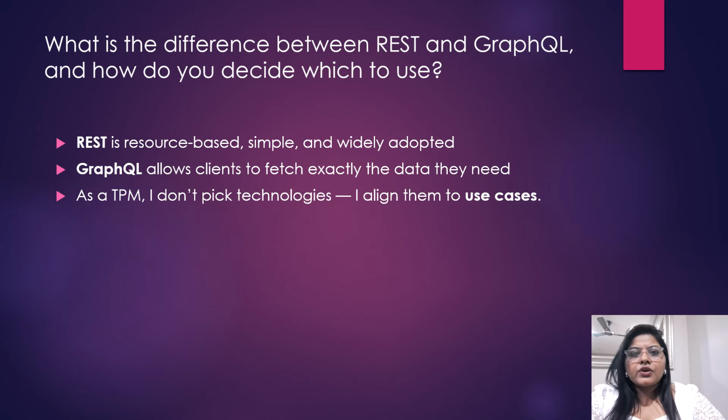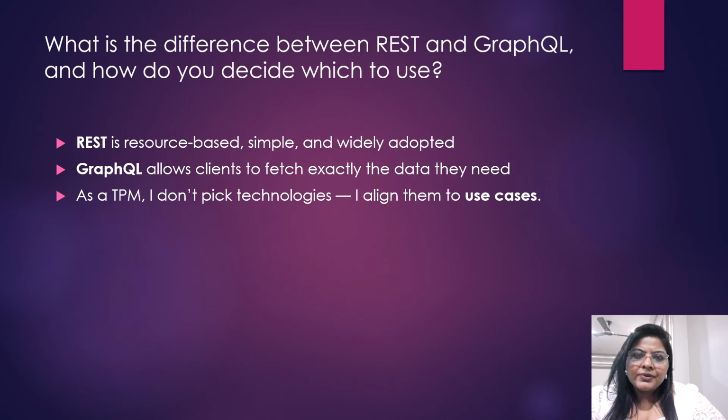So the next question is, what is the difference between REST and GraphQL, and how do you decide which one to use? Now, they want decision-making ability, not your deep coding knowledge here, right? REST and GraphQL are both API paradigms, but they optimize different needs. REST is resource-based, which is simple and widely adopted. GraphQL allows clients to fetch the data that they actually need, right? As a TPM, my agenda is always to align the decision to the use case it is going to solve, right?